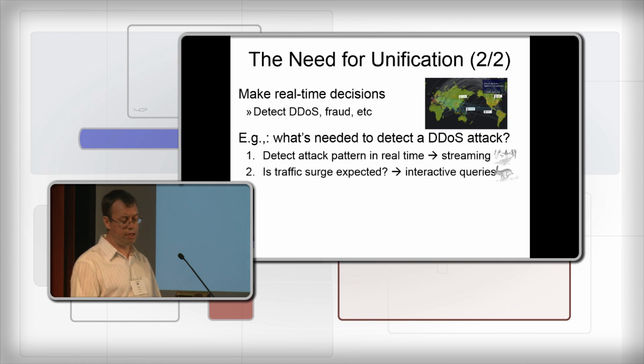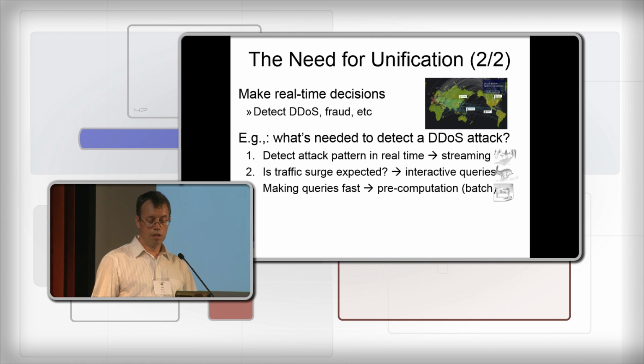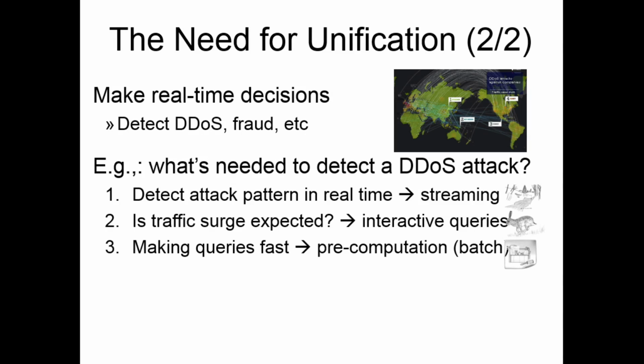So what you need for that, because again you want to make decisions fast, is interactive queries on the past data. And finally, you want these queries to be very fast, right? Because you still want to decide in real time whether it's an attack or not. So to make queries fast on the past data, what you typically do is some pre-computation. A simple case of pre-computation is indexing. This is basically batch, right?